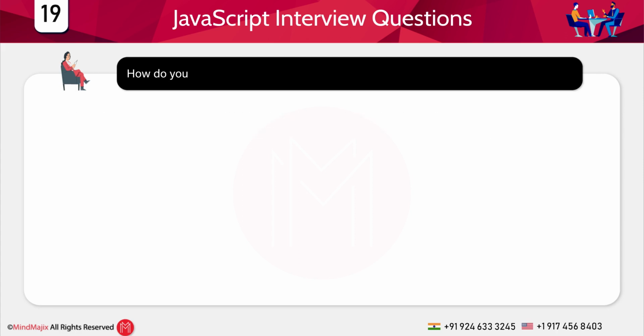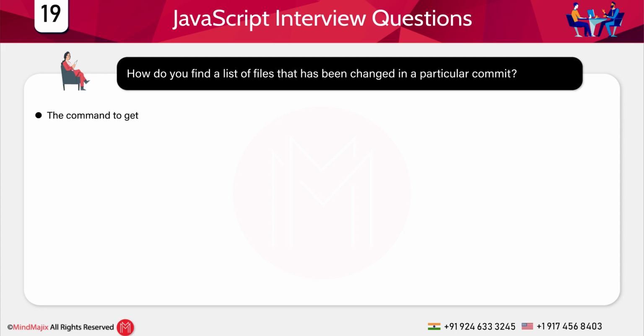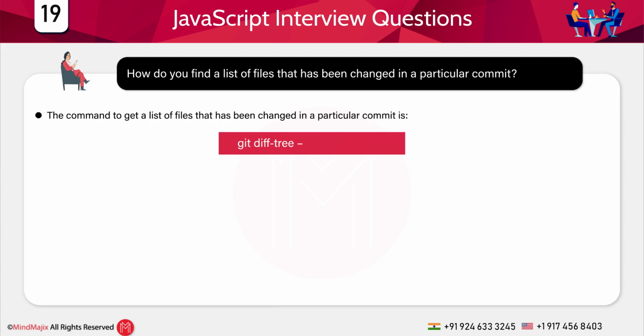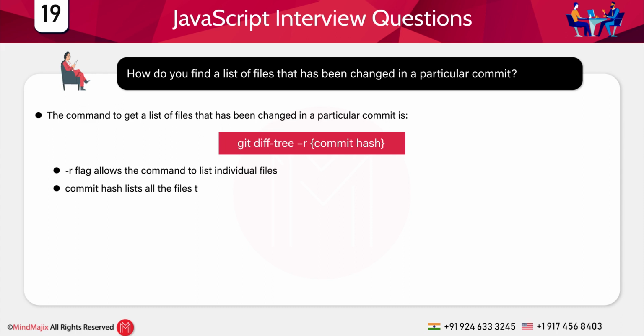Next, how do you find a list of files that have been changed in a particular commit? The command to get the list of files that have been changed in a particular commit is git diff-tree -r <commit hash>. The -r flag allows the command to list the individual files. The commit hash lists all the files that were changed or added in the commit.